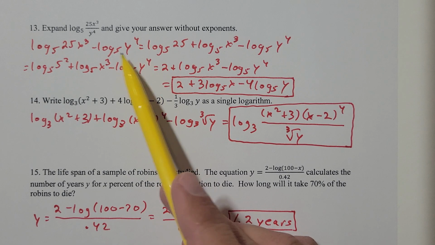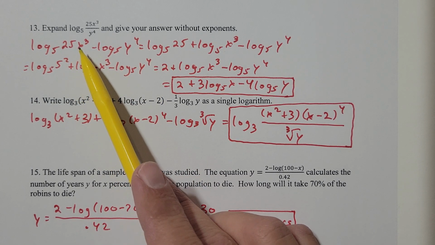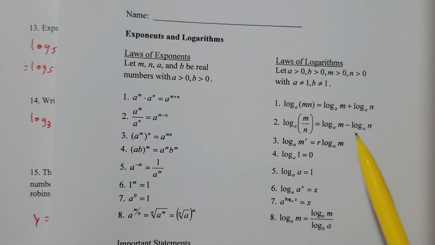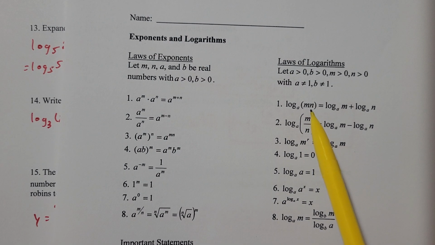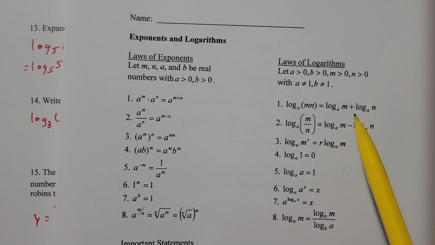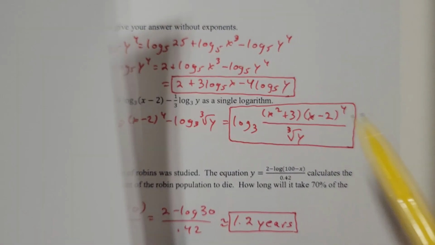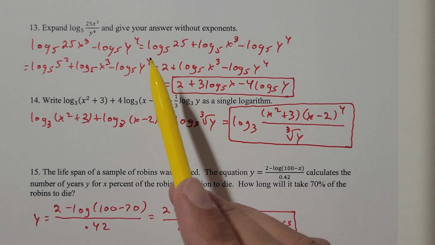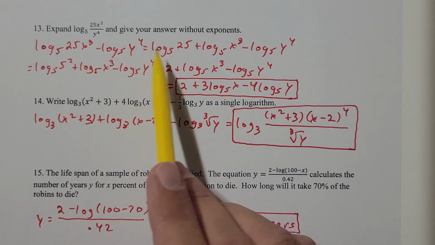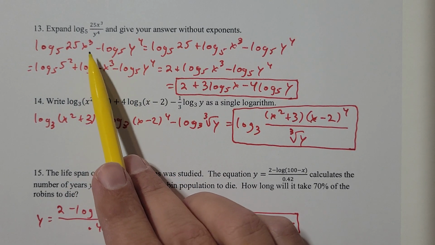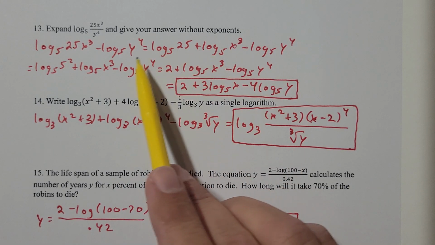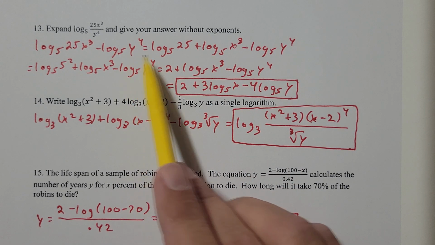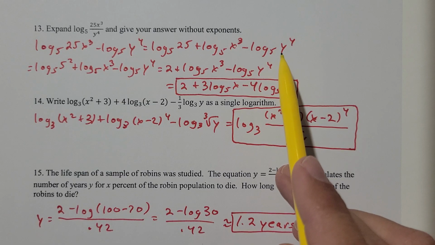Okay, now the next thing, I got 25 times x cubed inside that first logarithm. So let me use log 1, because I'm multiplying two things in that first logarithm there. And I'll go ahead and split that into two logarithms. So I'm going to have log base 5 of 25 plus log base 5 of x cubed. And then we got minus log base 5 of y to the fourth.